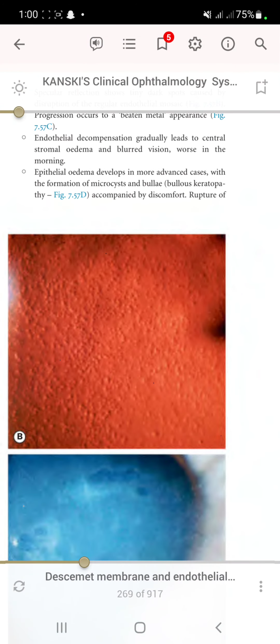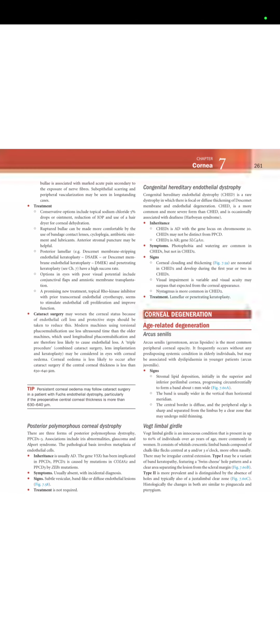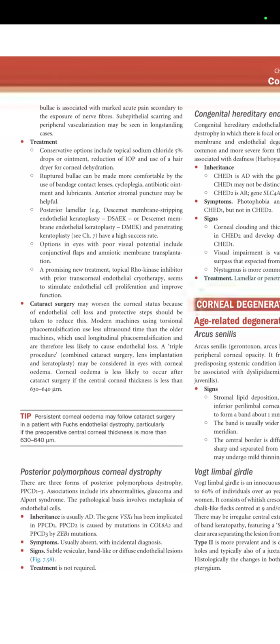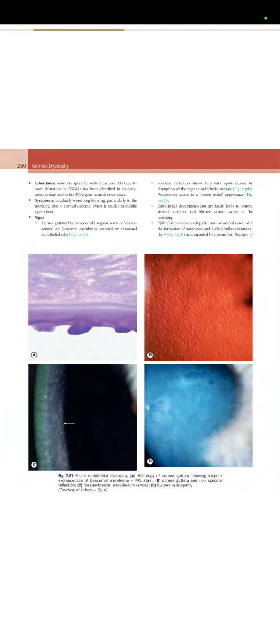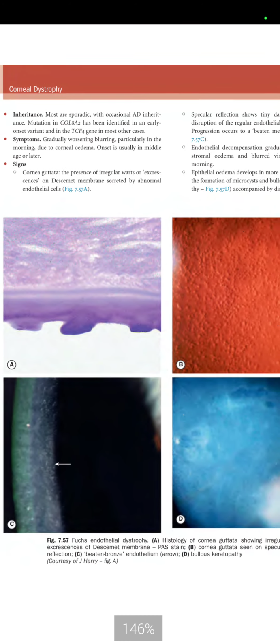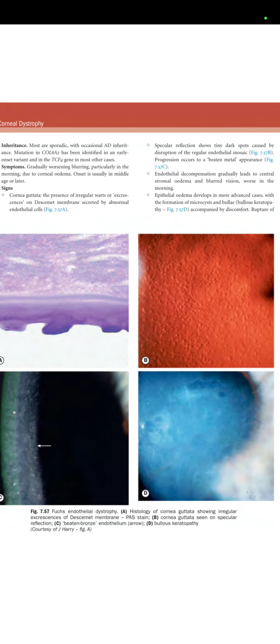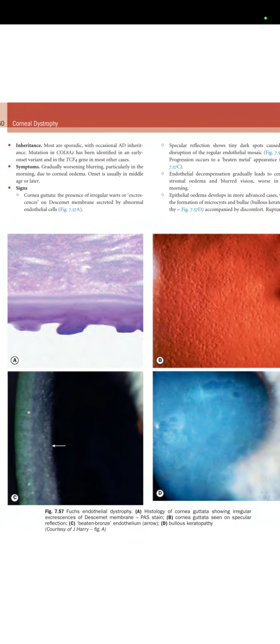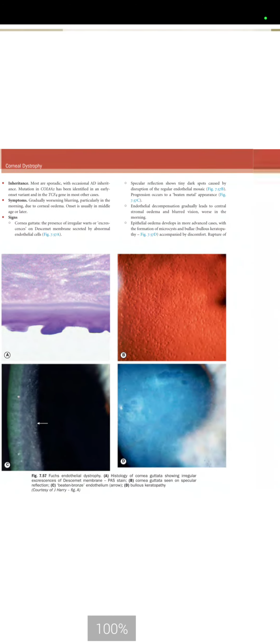Epithelial edema develops in more advanced cases with the formation of microcysts and bullae, bullous keratopathy accompanied by discomfort. Rupture of the bullae is associated with marked acute pain secondary to the exposure of nerve fibers. Subepithelial scarring and peripheral vascularization may be seen in long-standing cases. So you can see figure 7.57, Fuchs endothelial dystrophy. A is histology of the corneal guttata showing irregular excrescences of the Descemet membrane, and B is showing corneal guttata seen on specular reflection. C is showing the beaten bronze endothelium, and D is showing the bullous keratopathy.